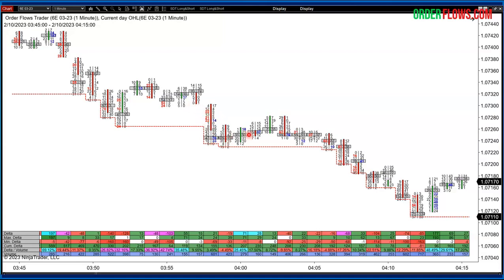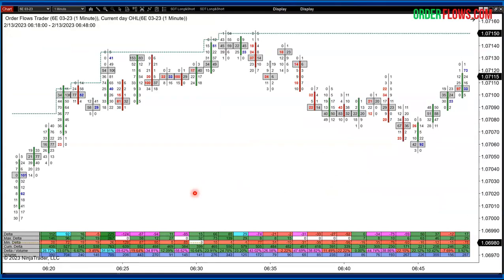Okay, and you sort of go sideways, pull back a little bit, similar thing. What happens? We make this new low, start pulling back. We got aggressive sellers followed by passive sellers. And the market continues down.